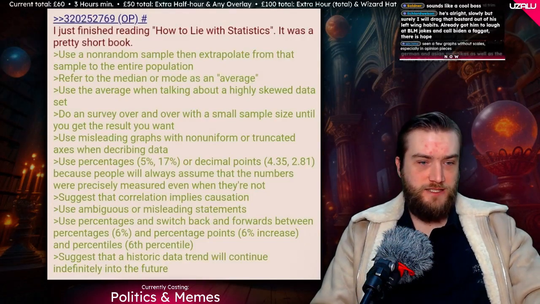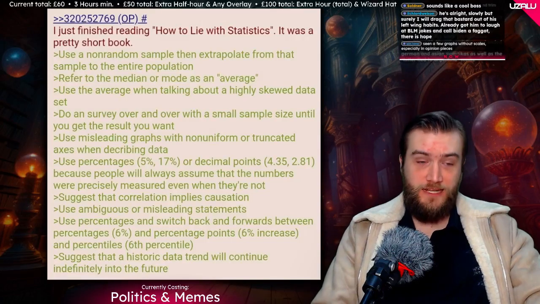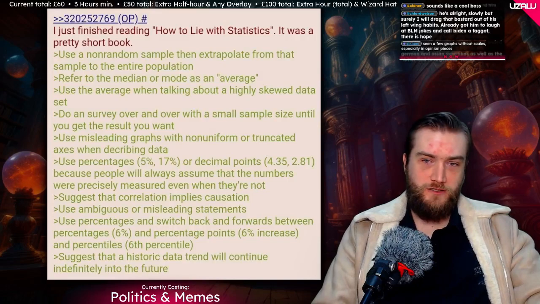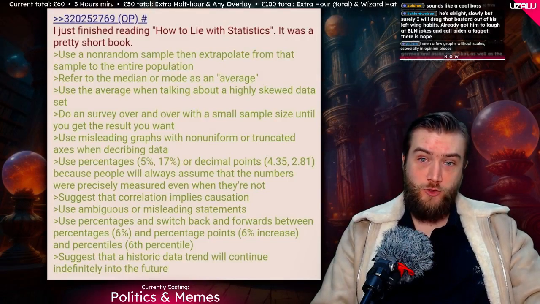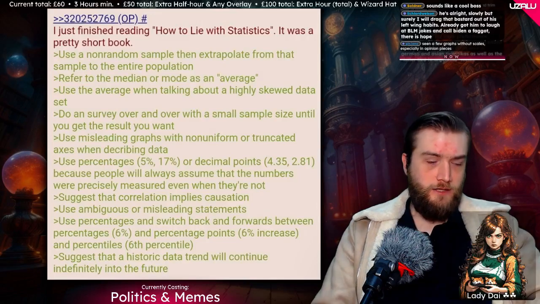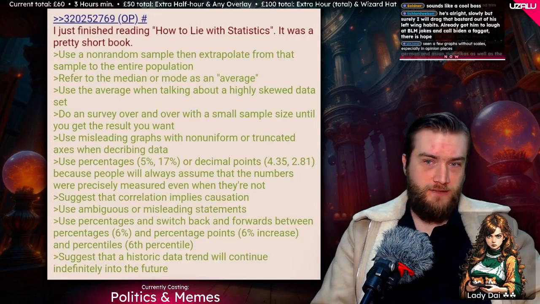And then suggest that a historic data trend will continue indefinitely into the future, which is another one. It's just a bad extrapolation. Something that they do with birth rates as well, by the way, I mentioned earlier. So yeah, it's a bunch of them. I'm sure that there are plenty more besides these.